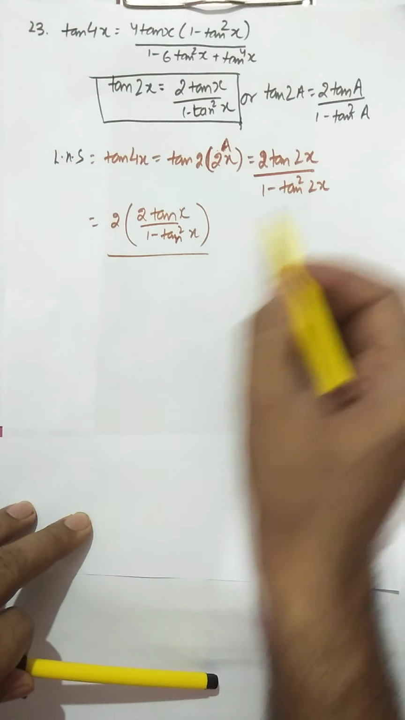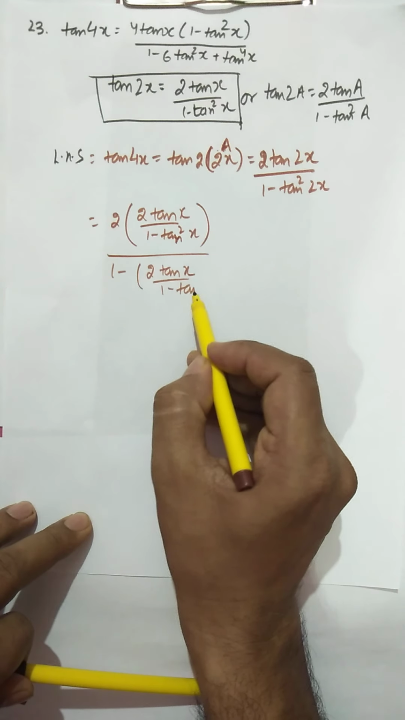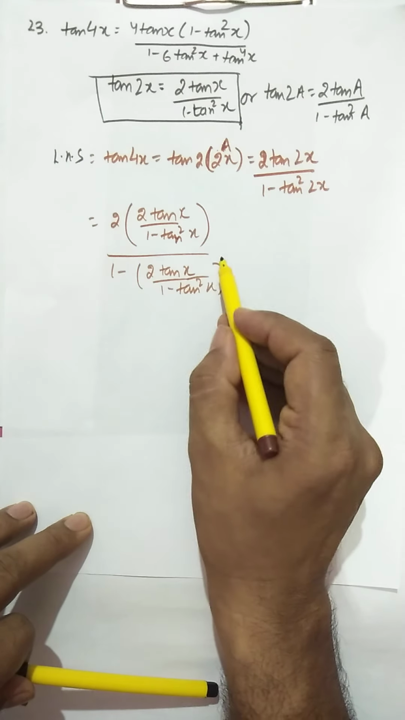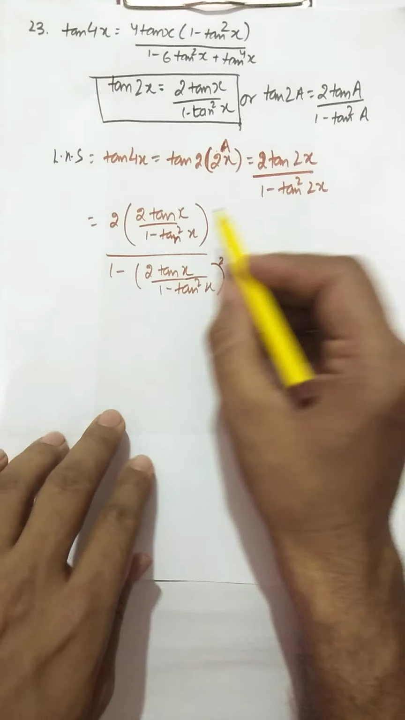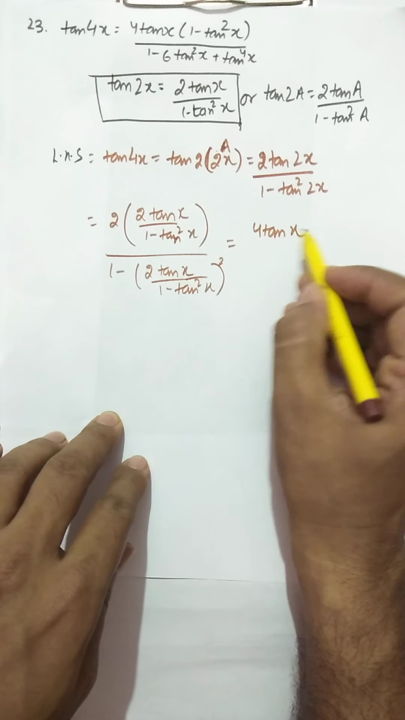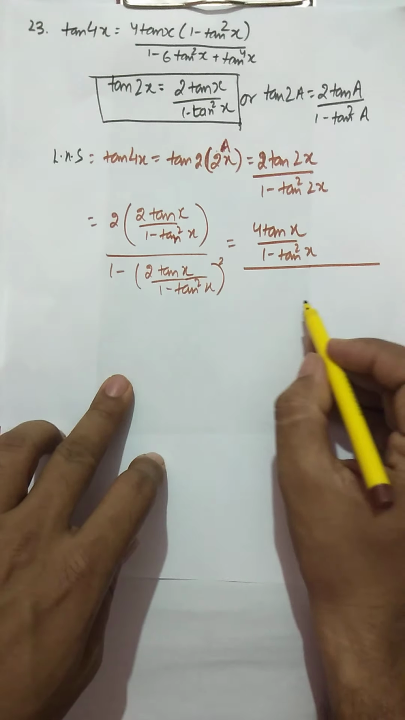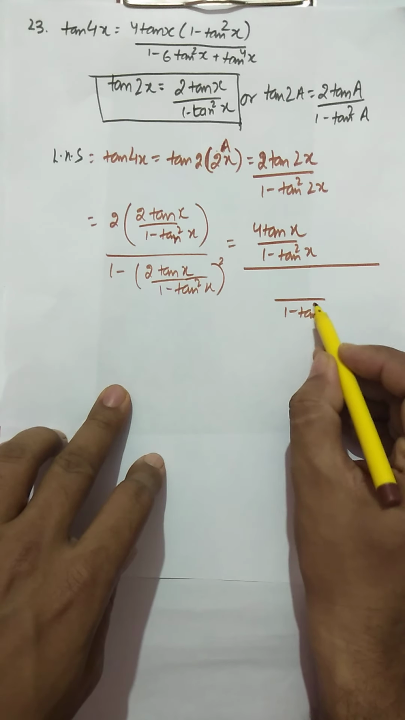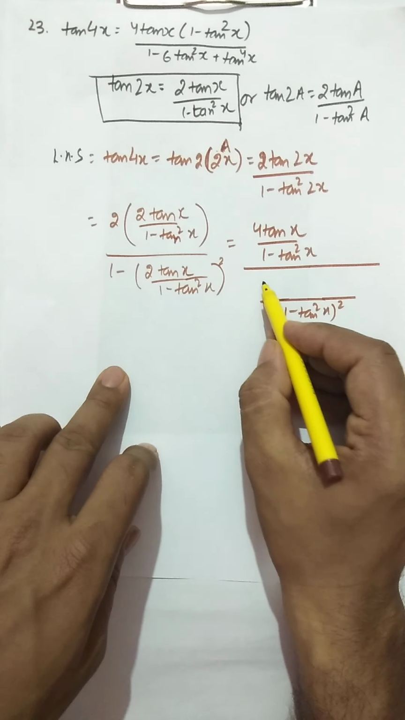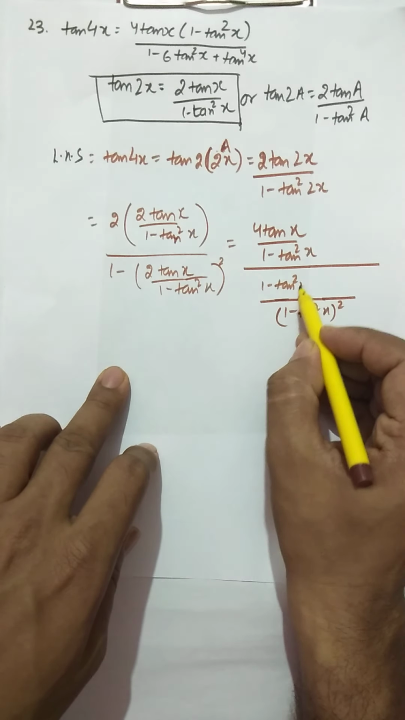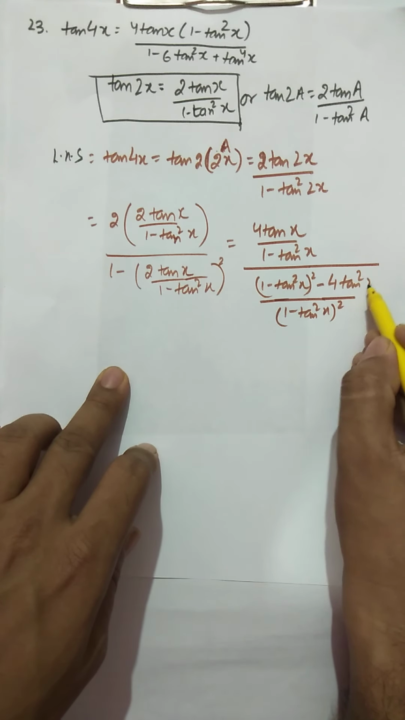And here in the denominator also it is 1 minus 2 tan x upon 1 minus tan square x, and this is whole square. So we just have to simplify, and we'll get the answer. So this is 4 tan x upon 1 minus tan square x, and now you simplify the denominator, the LCM will be 1 minus tan square x whole square, and this will be 1 minus tan square x whole square minus 2 minus 4 tan square x.